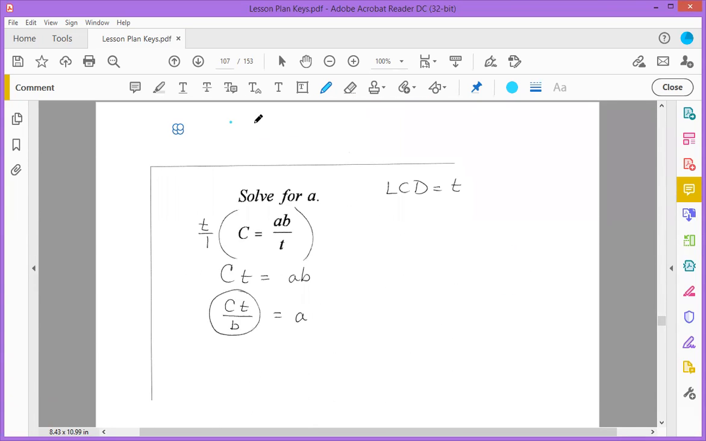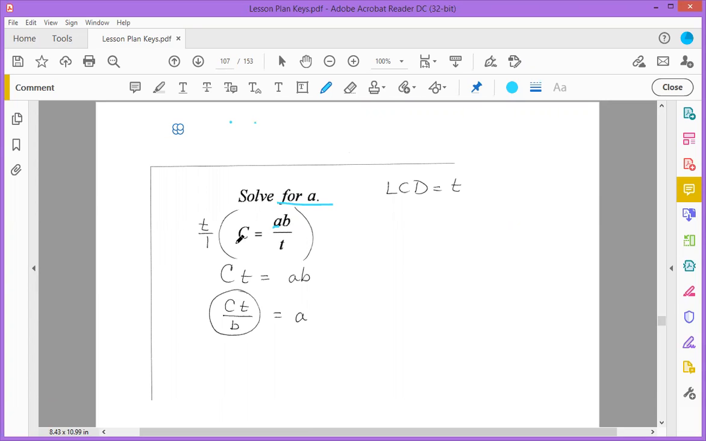All right, let's look at the next example. We have C equals AB over T, and we're asked to solve for A. That means to get A by itself is our goal. Now notice A is in the numerator, and it's beside the B, and it's also divided by T. So we're trying to get rid of all of the terms except for A. We'll start by getting rid of that T.